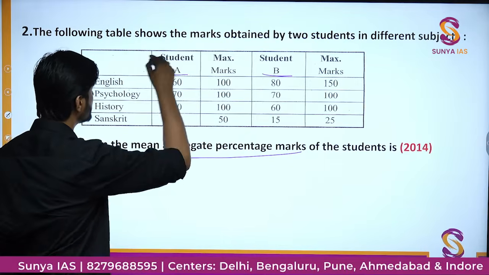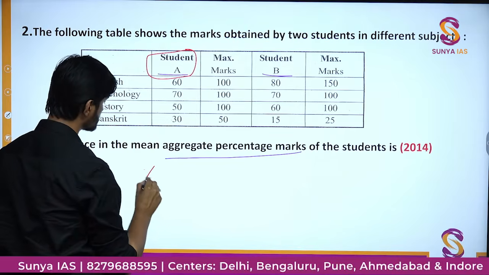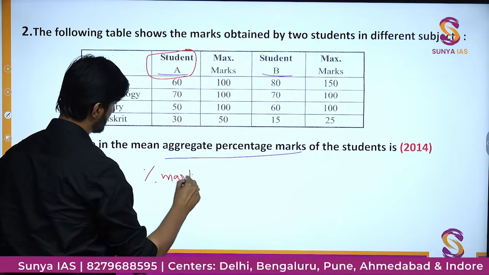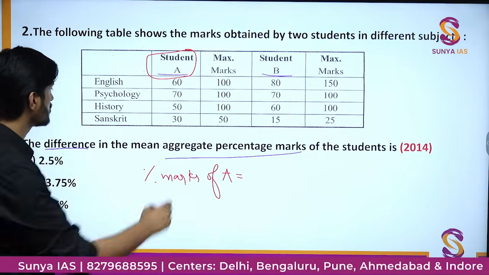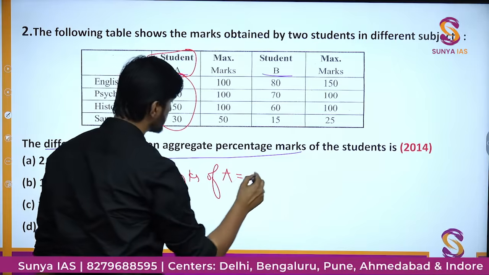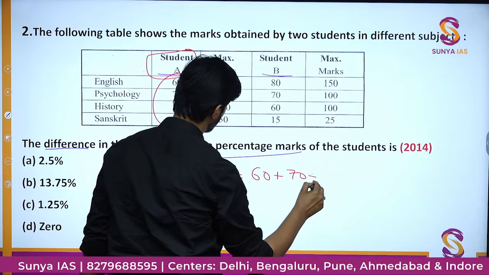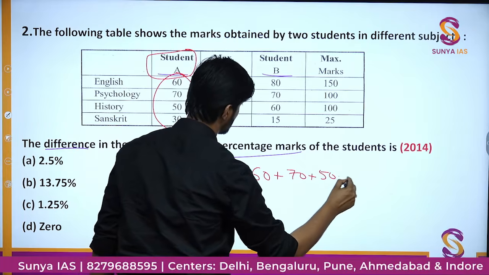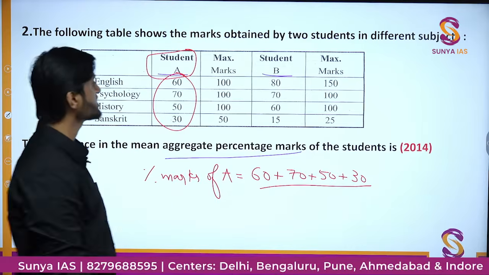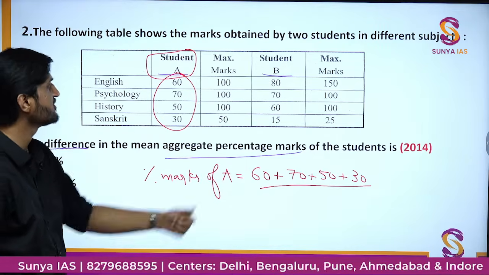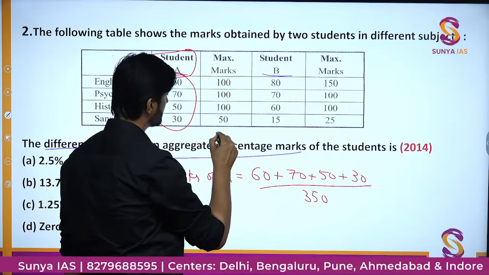If you talk about student A, his aggregate percentage marks would be how much? Sum of his total marks, all the marks which he scored: 60 in English, then 70 in psychology, in history he scored 50, and further in Sanskrit he scored 30. Out of the total marks, how much are the total marks? 100, 100, 100, 150, that sums up to 350. These are the total marks, right?